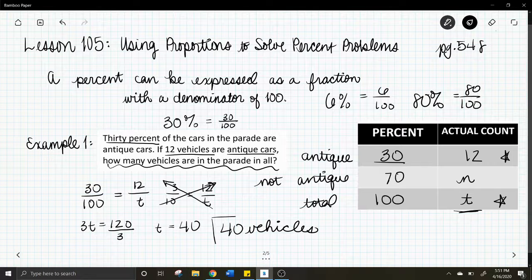All right, so it's just like what we did with our ratio boxes, but now we're using percents as well. Let's look at another example.